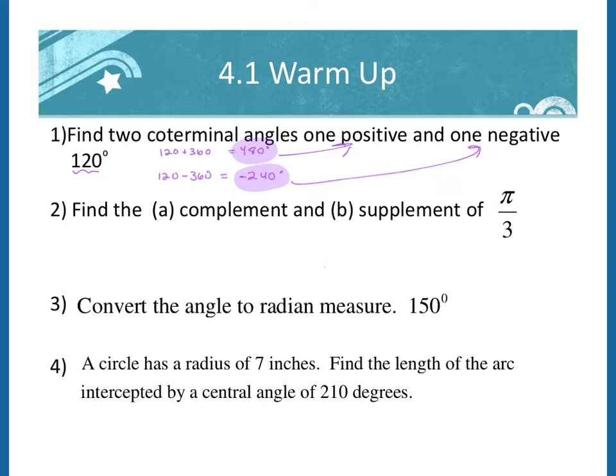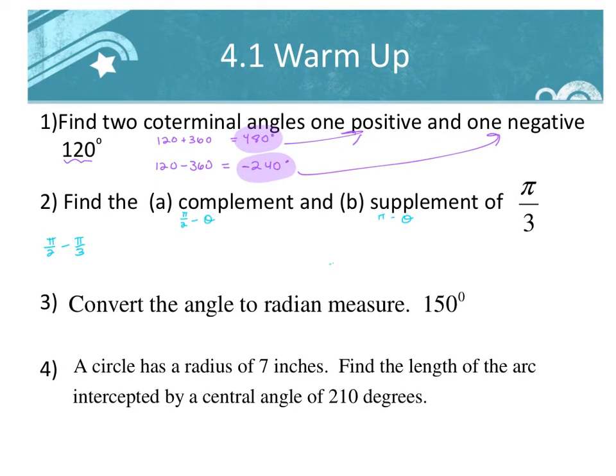Number 2 says to find the complement and the supplement of pi over 3. So for the complement, we're going to do pi over 2 minus the angle, and for the supplement, pi minus the angle. So pi over 2 minus pi over 3. I have to change these so that they both have a like denominator, which would be 6. So this becomes 3 pi over 6, and times 2 here, 2 pi over 6. And I end up with just pi over 6. So A is pi over 6. B is the supplement, so pi minus pi over 3 becomes 3 pi over 3 minus pi over 3, or 2 pi over 3. And there's your supplement.